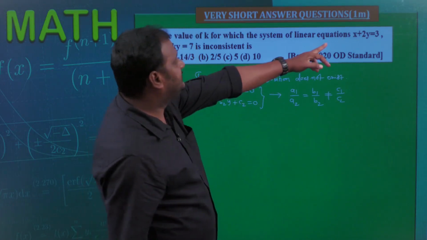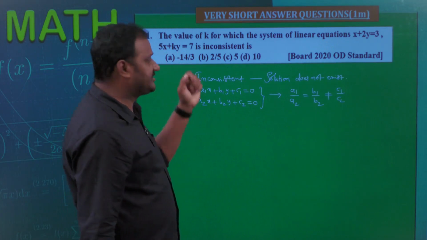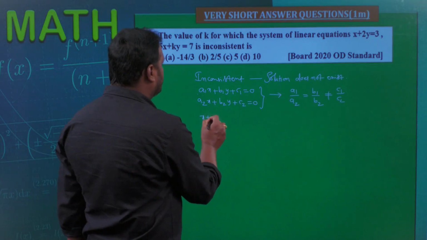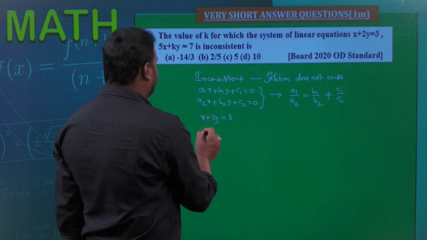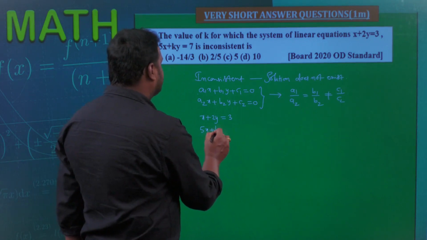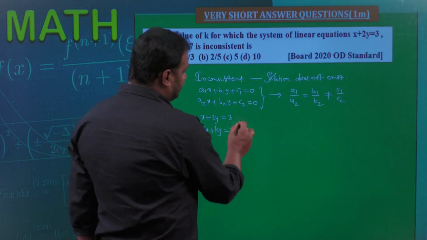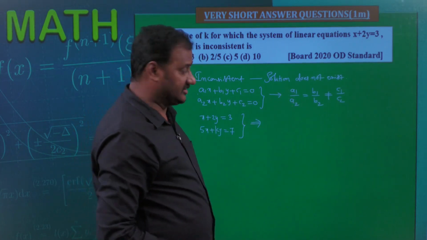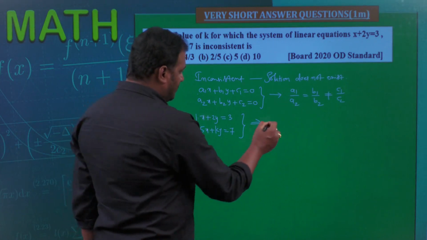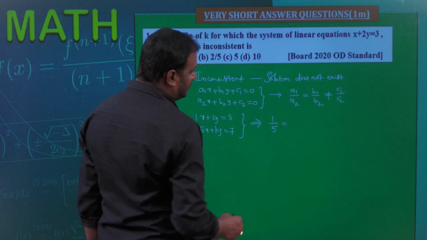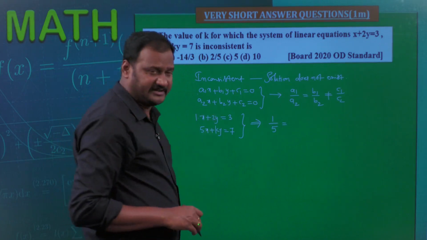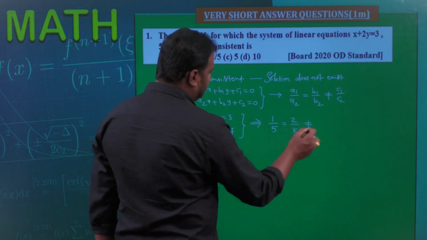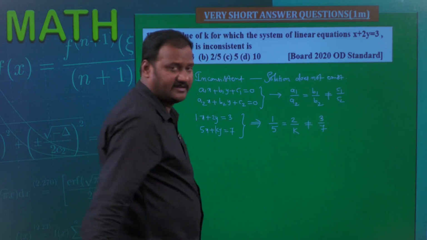So the given equations are x plus 2y is equal to 3 and 5x plus ky is equal to 7, right? So the first one is x plus 2y is equal to 3 and the second equation is 5x plus ky is equal to 7. Since these two are inconsistent, a1 by a2 means the ratio between x terms. Here x term coefficient is 1 divided by 5 is equal to b1 by b2, ratio of coefficients of y terms, that is 2 divided by k, which is not equal to c1 by c2, that is going to be 3 divided by 7, right?